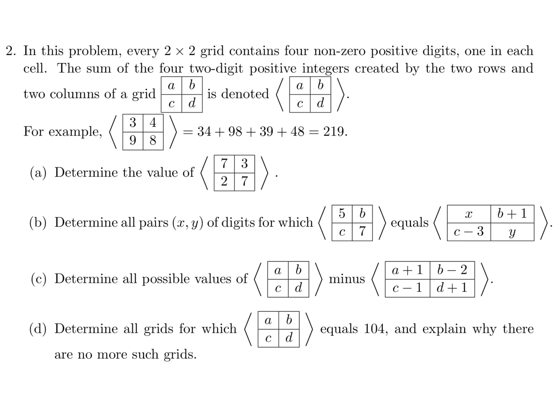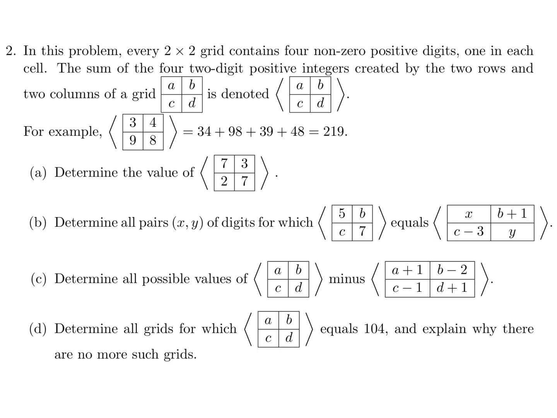In this problem, every 2 by 2 grid contains 4 non-zero positive digits, 1 in each cell. The sum of the 4 two-digit positive integers created by the 2 rows and the 2 columns of the grid ABCD is denoted by [ABCD]. For example, [3498] is 34 plus 98 plus 39 plus 48, which is 219. Determine the value of [7327].